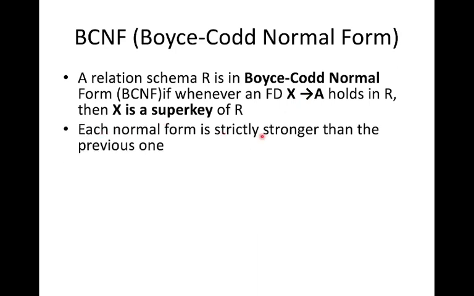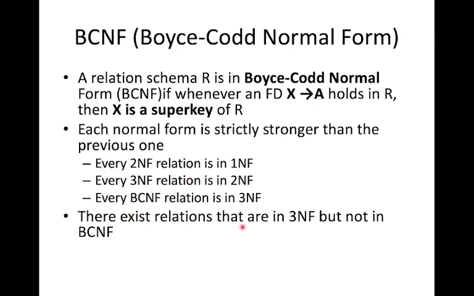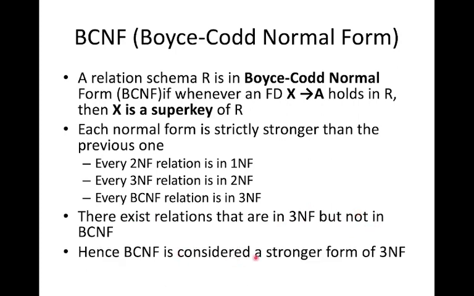So each normal form is strictly stronger than the previous one. Every second normal form relation will automatically be in first normal form. Every third normal form relation is in second normal form. Every BCNF relation will be in third normal form also. So there exist relations that are in third normal form but not in BCNF. Hence, BCNF is considered a stronger form of third normal form.